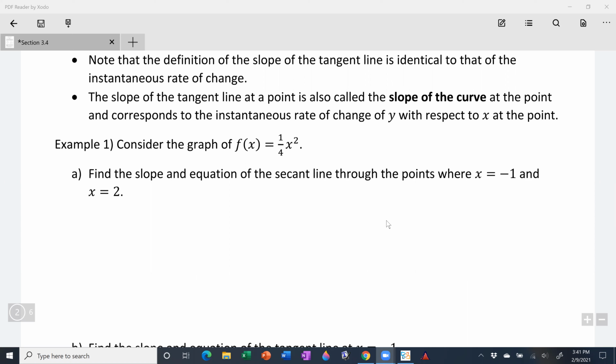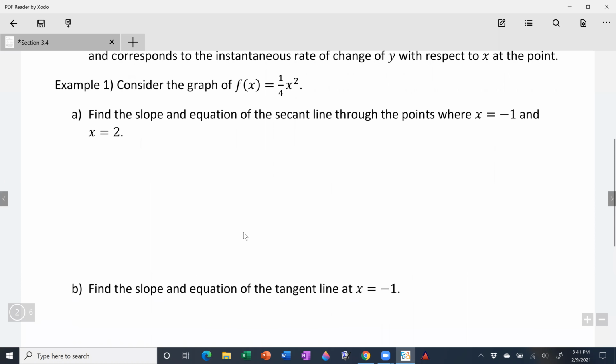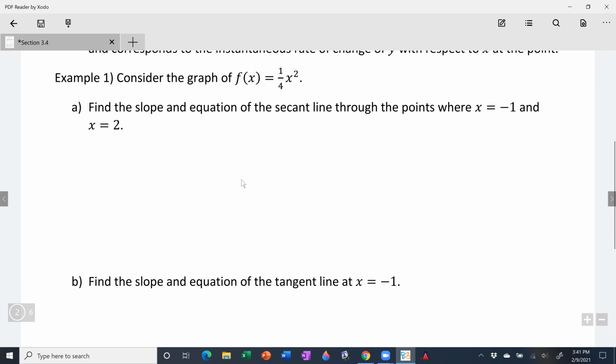And in part A, we're going to find the slope and equation of the secant line through these two separate points. Okay, and we'll go back and check and make sure that our answer matches what Desmos is telling us. And then we're going to do the tangent line as well.